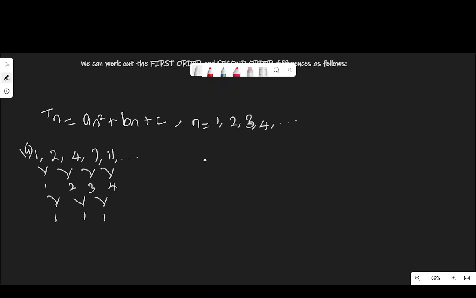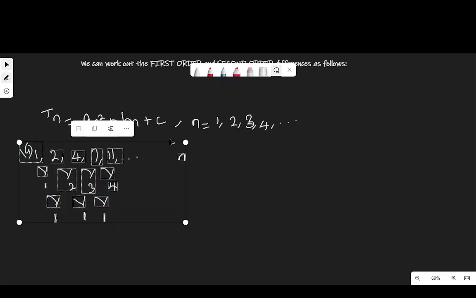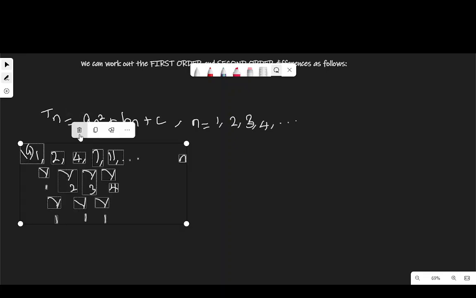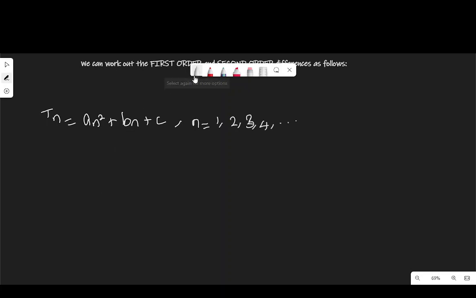So let me do that in tabular form here. I have n, which is the position of the term. Sorry, let's do a table so that it will be clearer for us. Let me do a table for this sequence A first so that I can compare. So for sequence A, I have n and then the term of the sequence.